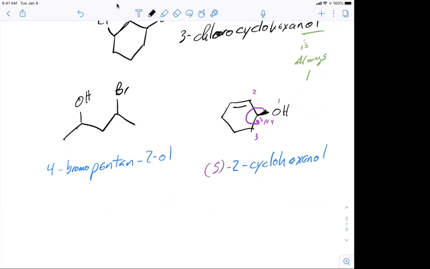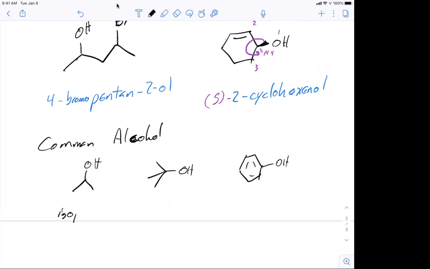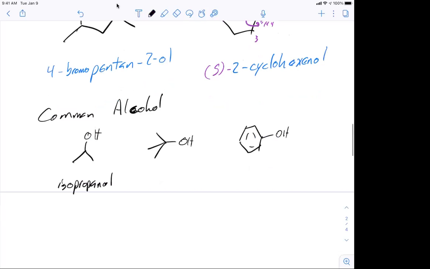There are some common names in alcohols that you do need to be aware of. You're probably pretty aware of these already. Okay. So we have isopropanol, or isopropyl alcohol. The IUPAC name on this one is actually 2-propanol, right?